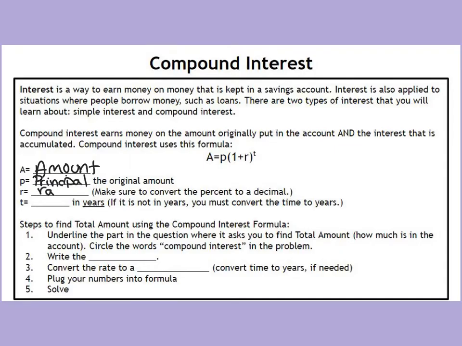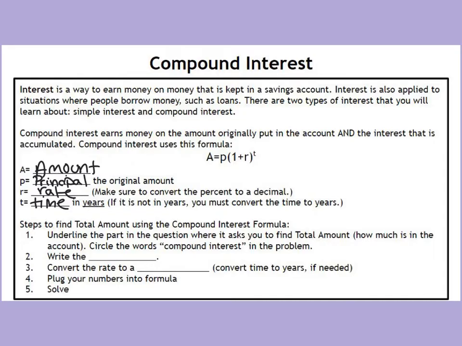R stands for rate, and in rate, make sure you convert the percent to a decimal. If it's in a percent, you divide by 100 to get the decimal form. And then time is what the T stands for, and this is time in years. If it's not in years, you must convert the time to years, and you do that by dividing by 12.